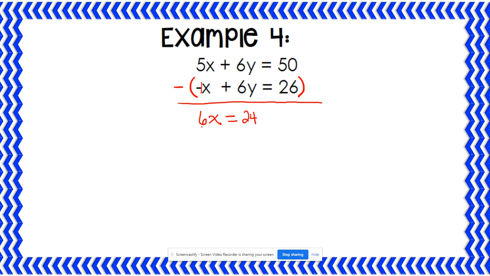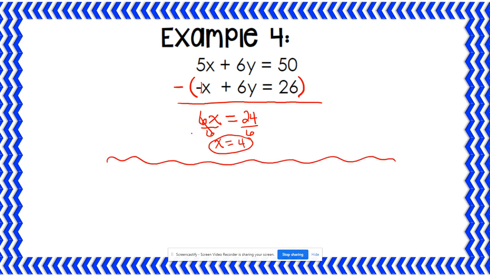Now to get x by itself, I'm just going to divide by 6 on both sides. These are going to cancel and leave me with x equals, and 24 divided by 6 is 4. So my x value is 4, and now I need to find y. So I'll plug into one of my equations. If I use the first one, it's 5x plus 6y equals 50. So I'll plug in 4 for x. So this will be 5 times 4 plus 6y equals 50.